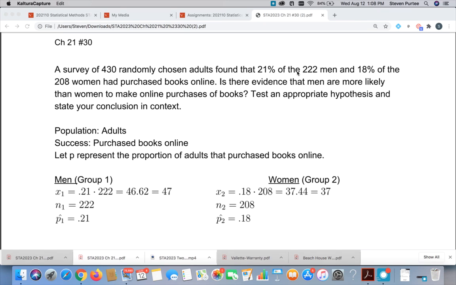We also have two sample proportions. We have two sample sizes. We know it's a hypothesis test because it has the word hypothesis in it.